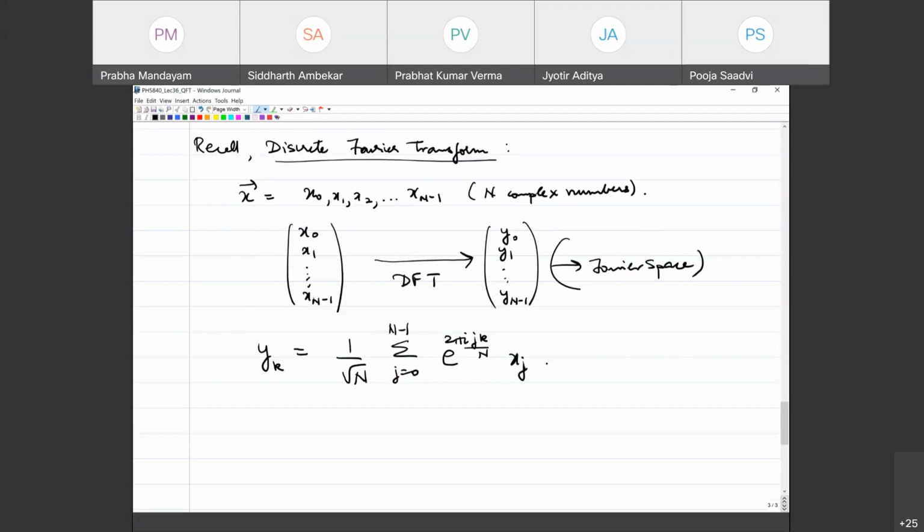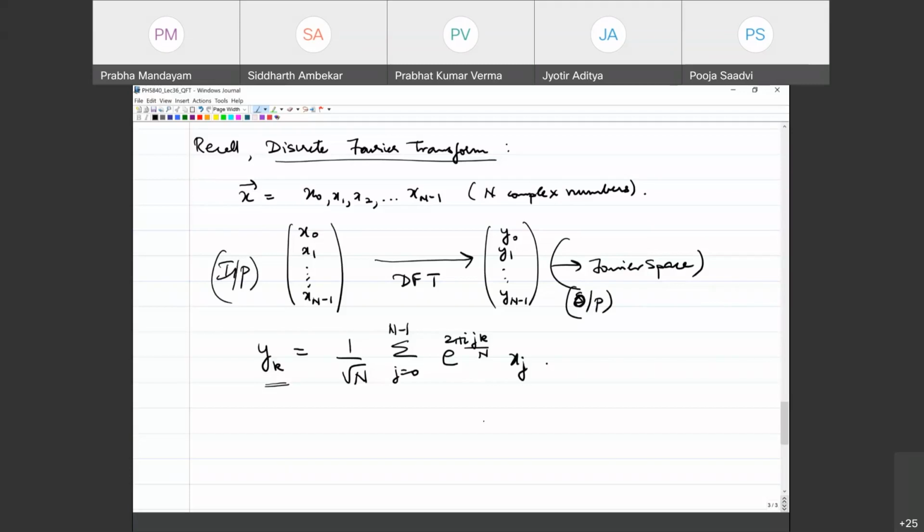This is what you would call an input symbol set of complex numbers, and this will be the output, right? So this transforms some input complex vector to another complex vector, where the output symbols now are weighted by these phase factors, right? They are weighted sums of the inputs with these phase factors.